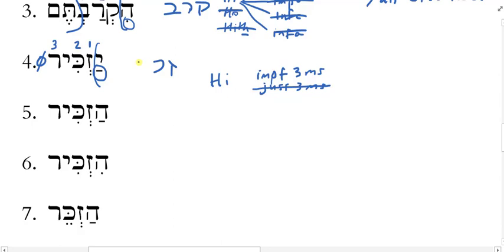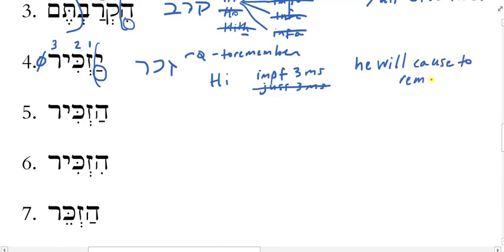So now what does zakar mean in the qal? Yeah, to remember. So the hifil is going to introduce a causative notion to this. To cause to remember. So how might I translate this? First of all, it's imperfect. So 3ms, he, and usually what tense is that? Imperfect is usually future, right? He will cause to remember.